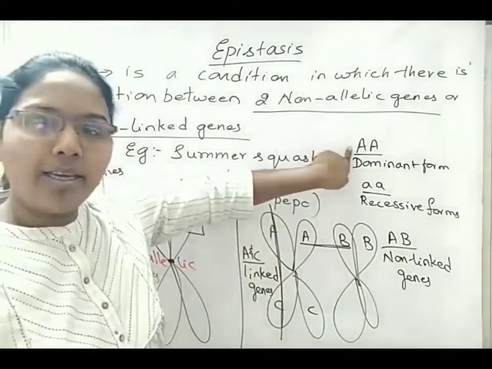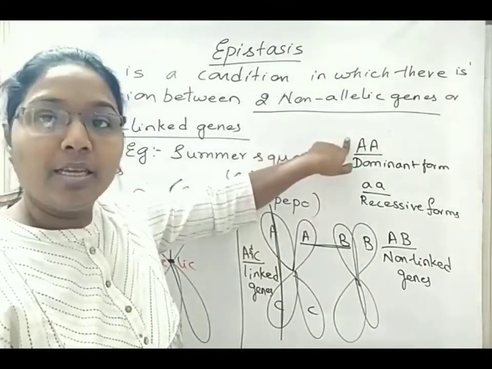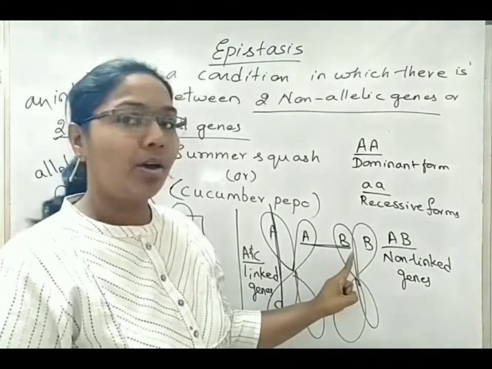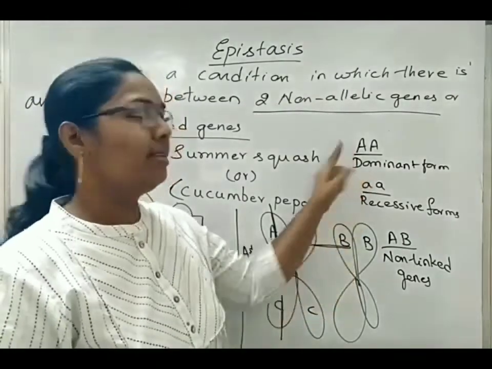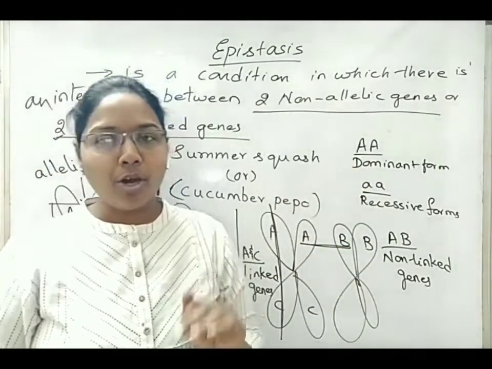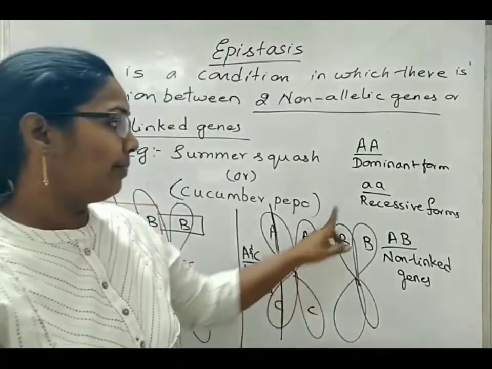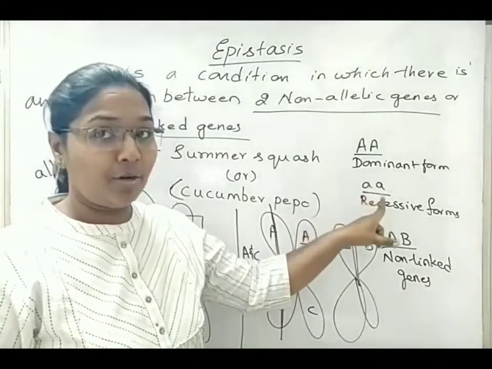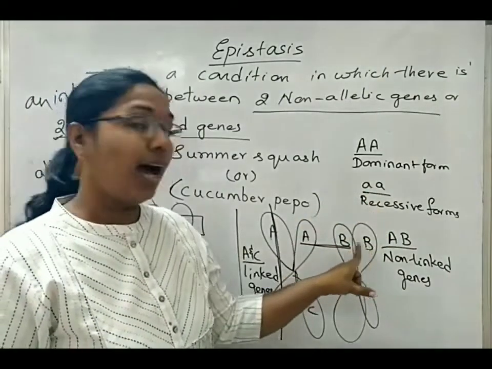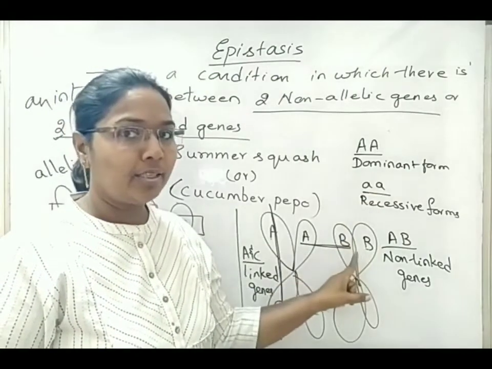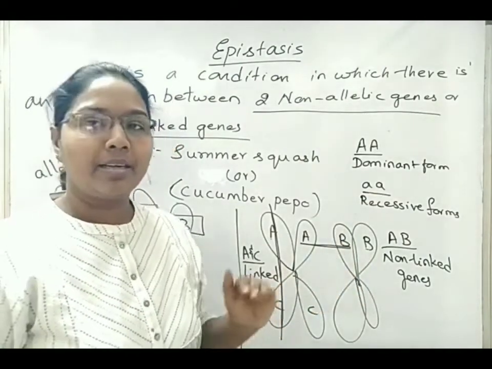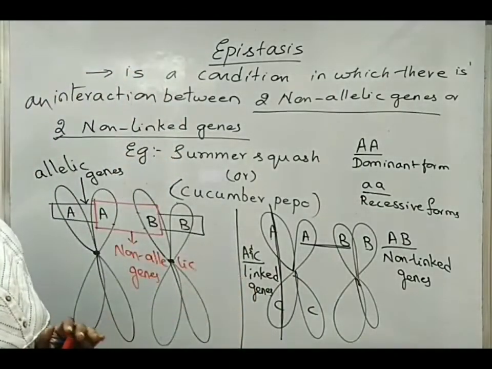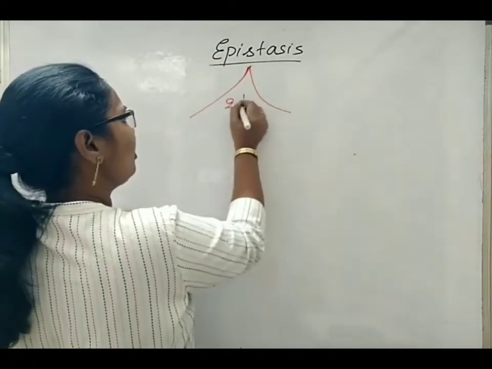Now, if one allele or one complete gene is dominating another allele pair on another chromosome of the homologous chromosomes, then such an expression is called dominant epistasis. But if the recessive form is also behaving as a dominant one and suppressing another dominant allele pair of another chromosome, then we call it recessive epistasis or hypostatic epistasis. Epistasis is of two types.